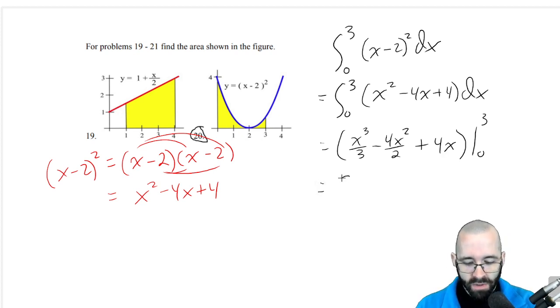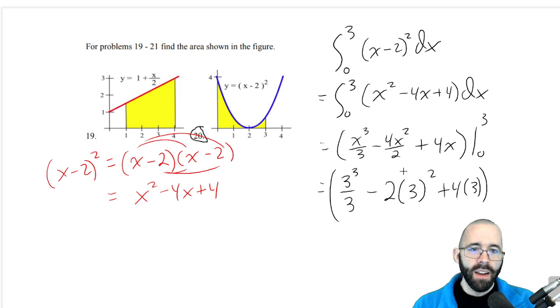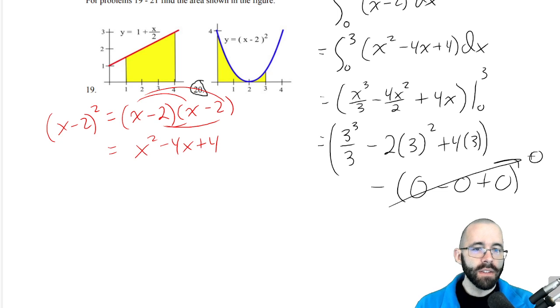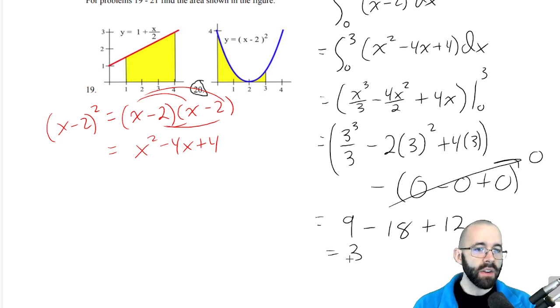When you plug in 3, you get 3 cubed over 3 minus, oh, this simplifies to 2 times 3 squared plus 4 times 3. And then you plug in a bunch of zeros. 0 cubed is 0, minus 0 squared is 0, plus 4 times 0. Okay, good. All of these are 0. So this becomes 9 minus 18 plus 12. This area should be 3.